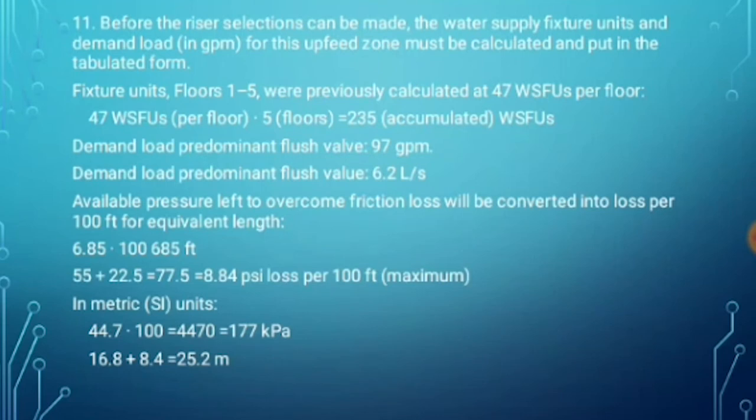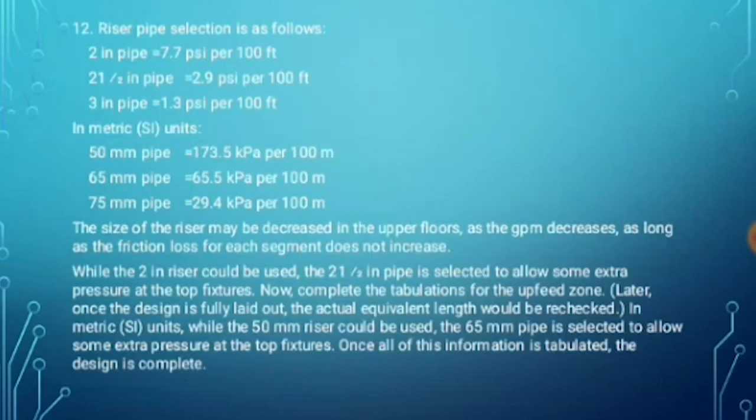Before the riser selection can be made, the water supply fixture demand loads in the upfeed zone must be calculated and put in tabulated form. Available pressure left to overcome the friction and the converted value. This is the computation again. Riser pipe selection as follows. This is the selected riser pipe.